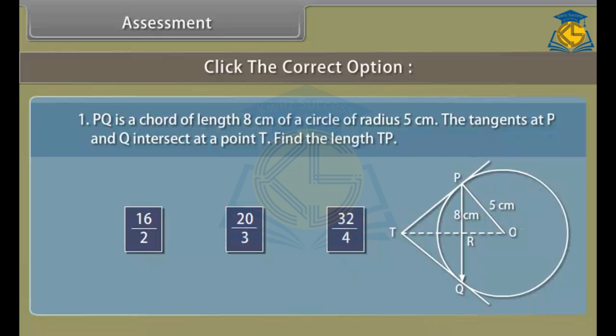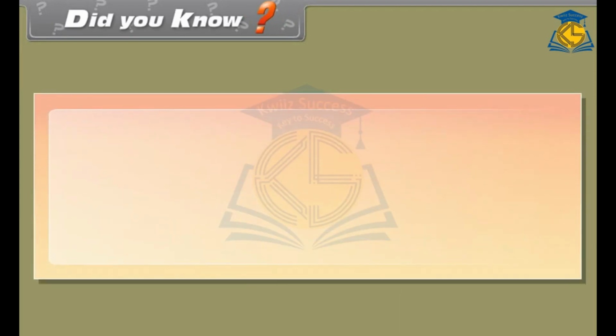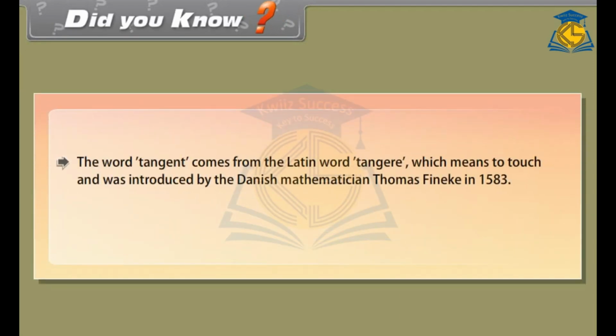Assessment. Now answer the given questions. Click the correct option. Did you know? The word tangent comes from the Latin word tangere, which means to touch, and was introduced by the Danish mathematician Thomas Fincke in 1583.